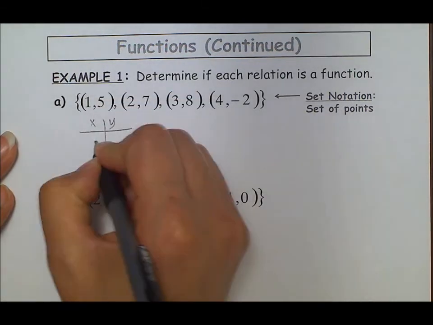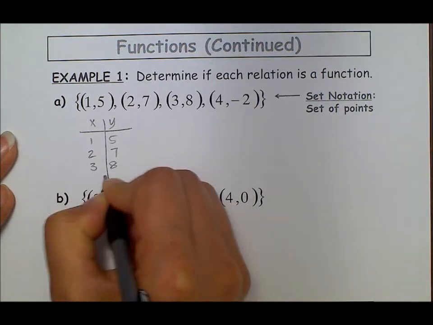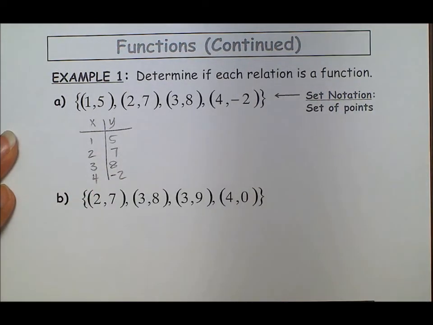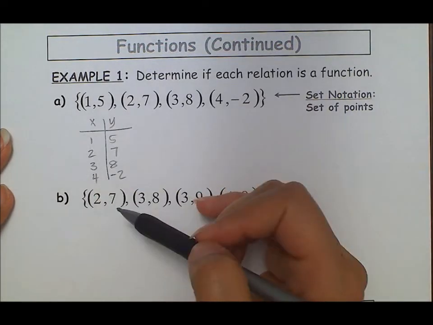And so this just represents a bunch of points that I have in a table of values. It's just a different way of writing them. Okay? So it's not a big deal. It's just a set of points instead of a list of x and y coordinates.